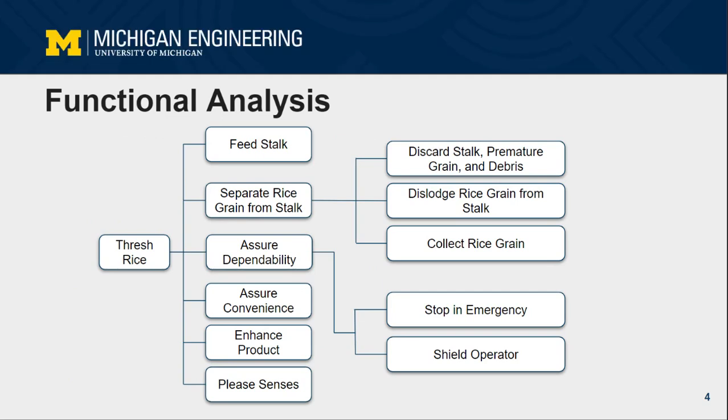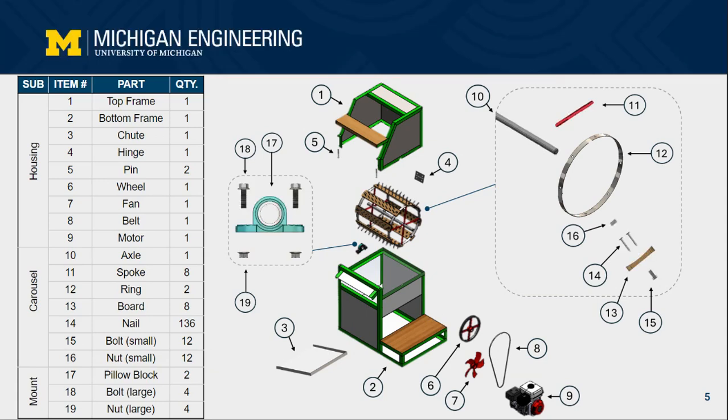The rice thresher has two main functions, being feeding the stalk and separating the rice grain from the stalk. Separating the rice grain can be broken down into discarding debris, dislodging the rice grain from the stalk, and collecting that rice grain. Additionally, the rice thresher needs to assure dependability by having emergency stop capability as well as shielding the operator. This is our bill of materials.